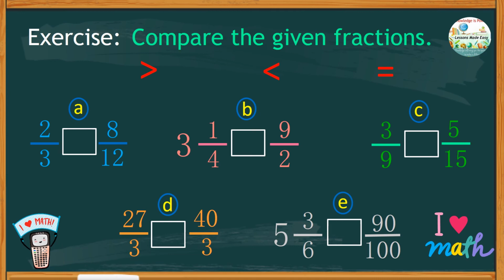For set A, your symbol must be equal. For set B, it should be less than. And again, for set C, it's equal. Less than for D. And finally, for set E, it must be the greater than symbol.